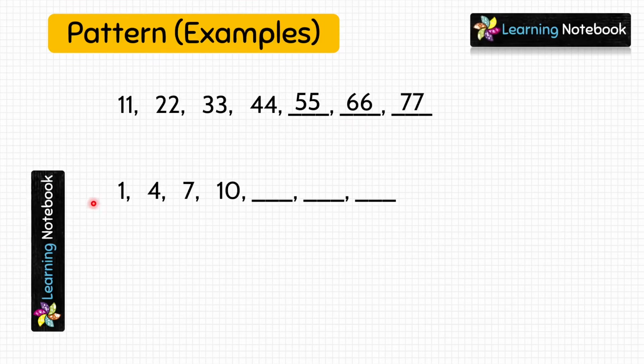Now look at the second pattern. 1, 4, 7, 10. Let's first identify this pattern. So here students, if you observe carefully, you will find that we are getting the next number by adding 3 to the previous number. Like 1 plus 3 equals 4. Then 4 plus 3 equals 7. 7 plus 3 equals 10.